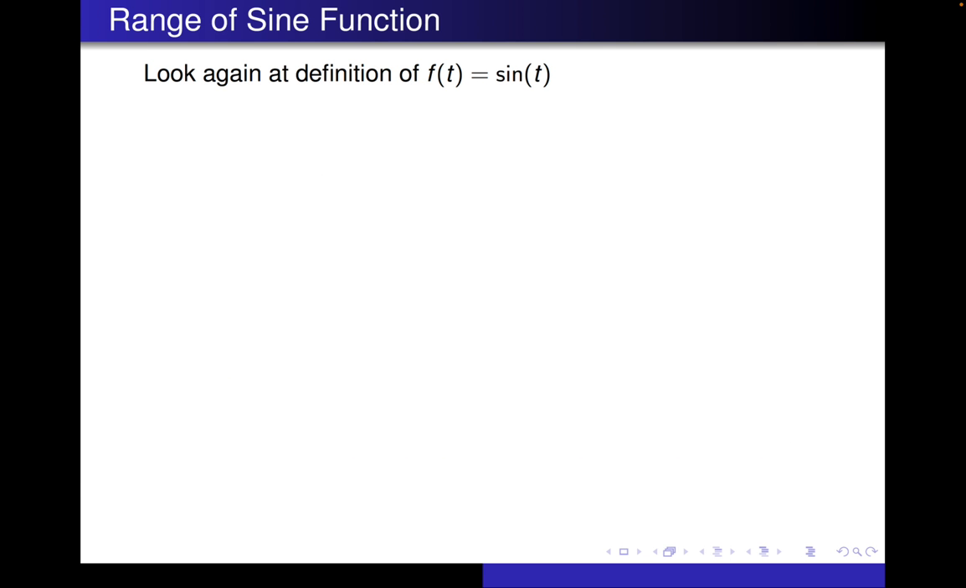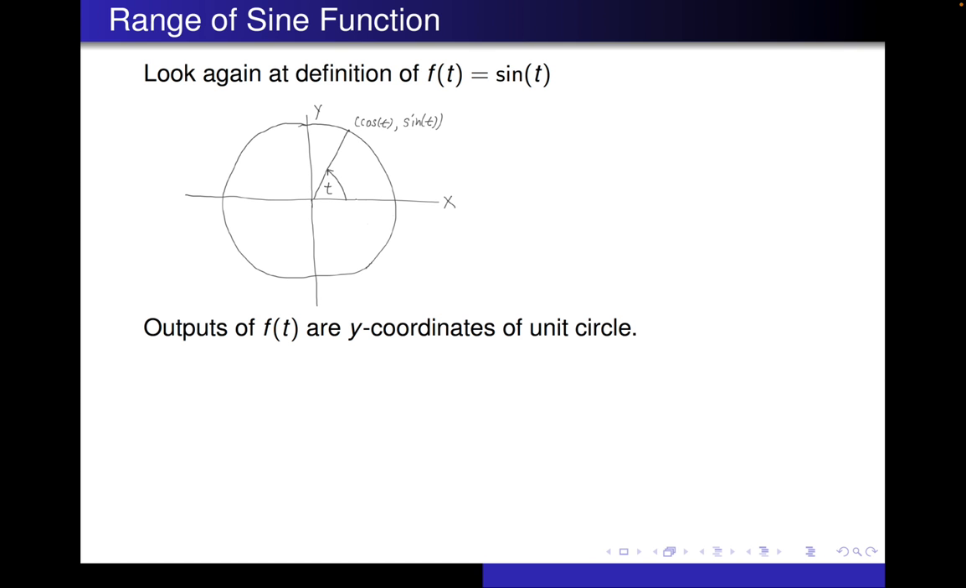All right, so now that we've discussed the domain of the sine function being all real numbers, let's go ahead and look at the range. So again, the definition of sine t is you make the angle t, and then cosine of t is the x-coordinate, sine of t is the y-coordinate. And again, our outputs of our function are going to be the y-coordinates of the unit circle. So if I'm looking for the range, I want to know what those y-coordinates can be. First I'm going to figure out what the biggest my y-coordinate can possibly be and what the smallest my y-coordinate can possibly be.